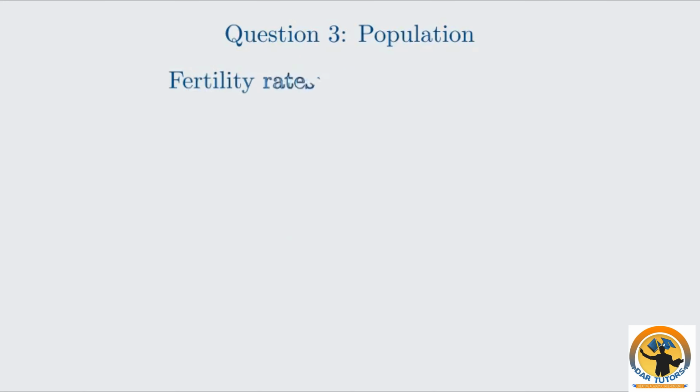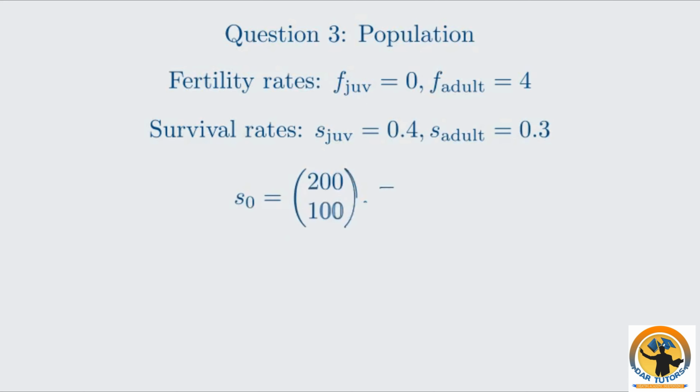Question 3. This one involves a Leslie matrix. A population of a species is modeled with 2 age groups, juveniles and adults. The fertility rate for juveniles is 0, and for adults is 4. The survival rate for juveniles to become adults is 0.4. The survival rate for adults is 0.3. The initial population is 200 juveniles and 100 adults. Find the population after one time step.